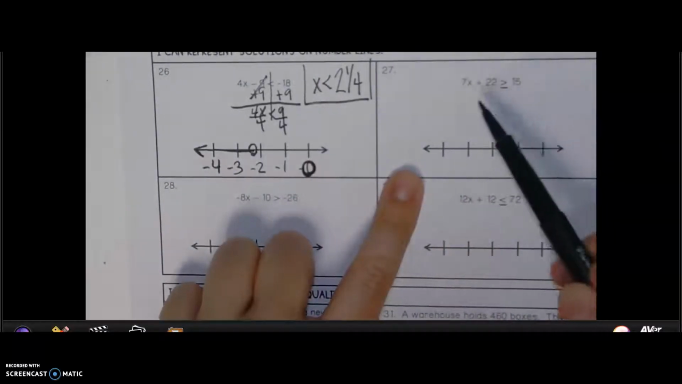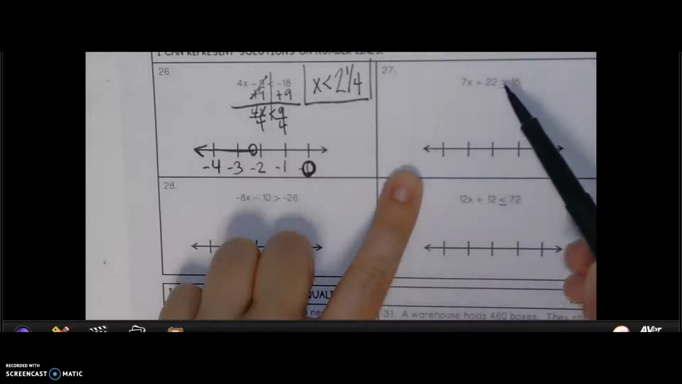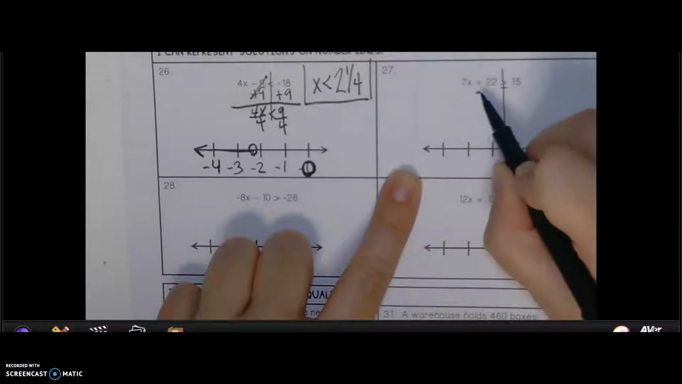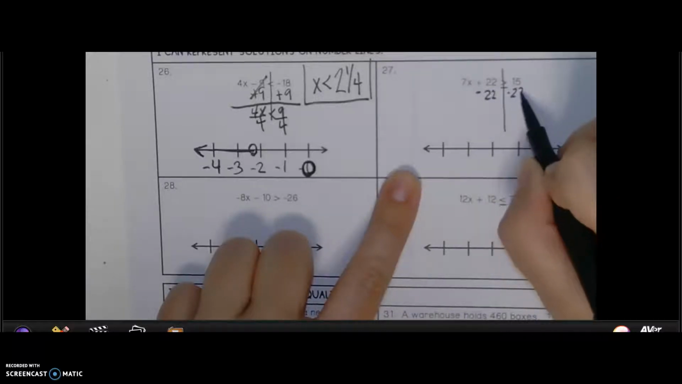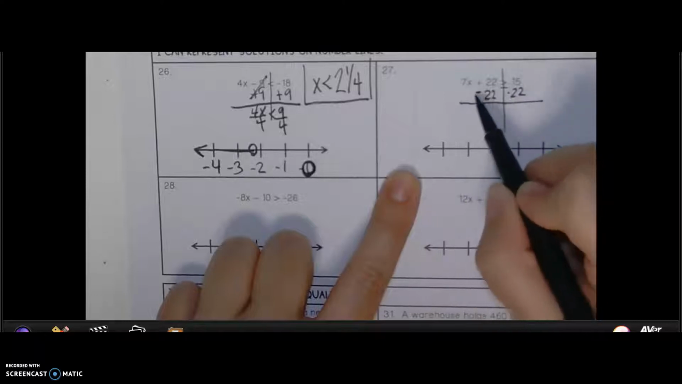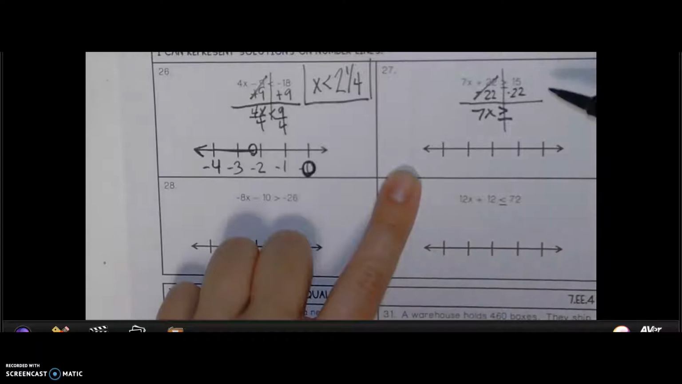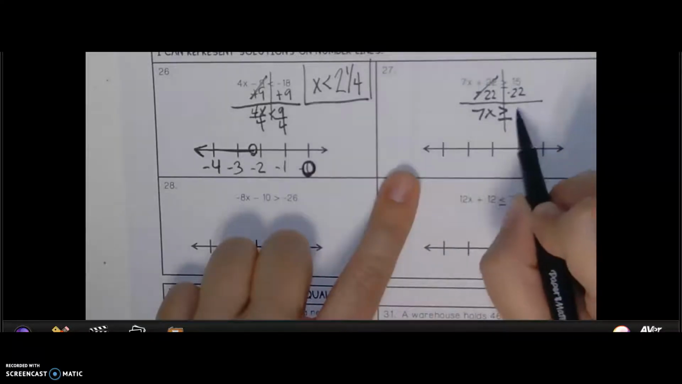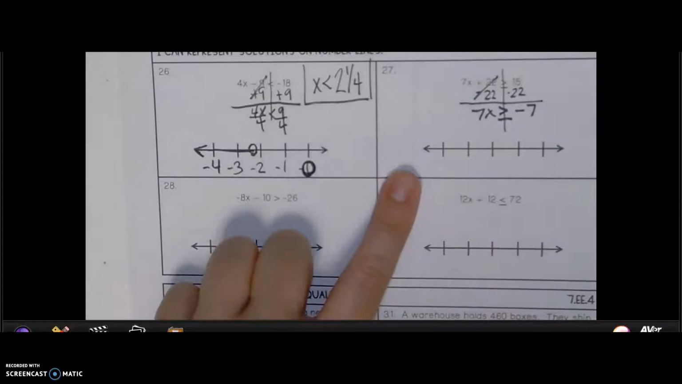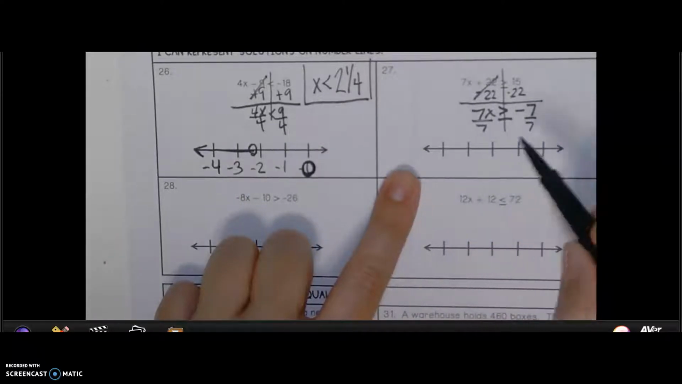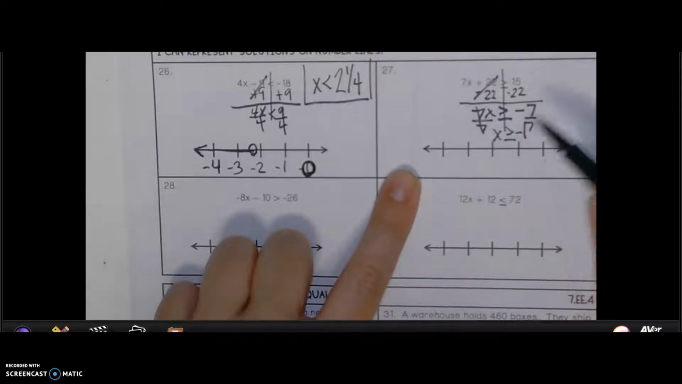Let's look at 27. 7x plus 22 is greater than or equal to 15. Let's go ahead and solve that. My constant is 22, so I'm going to subtract 22 from both sides. We would be left with 7x is greater than or equal to 15 minus 22. So this is going to be a negative 7, because when I combine a positive 15 and a negative 22, I get negative 7. I'm going to divide both sides by 7, which leaves me x is greater than or equal to negative 1.